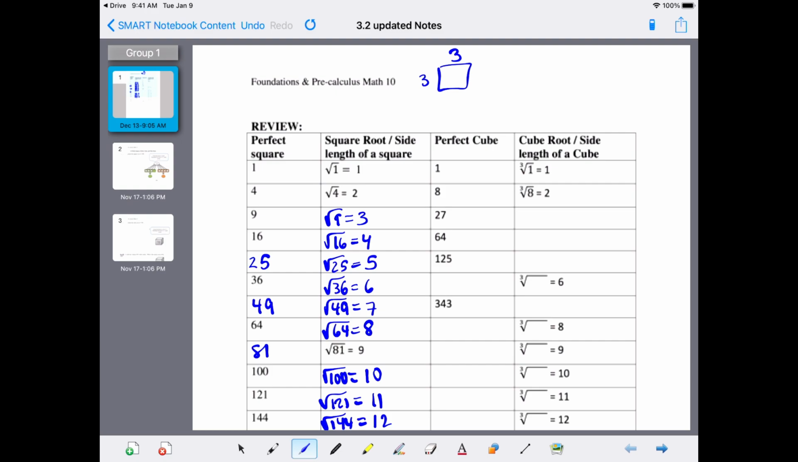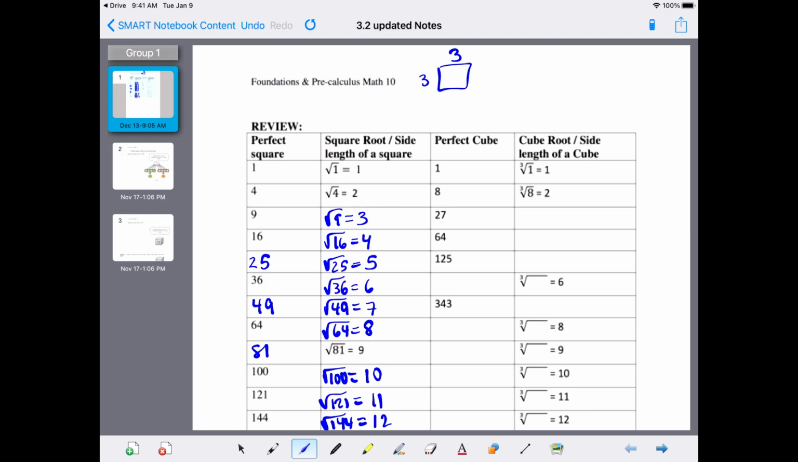If you have a Rubik's Cube, or you see the foam dice in my room, those are cubes. So for a perfect cube, again, we have a number that is the result of another number being multiplied by itself 3 times because of the 3 dimensions. So for example, 8 is a perfect cube because 2 times 2 times 2 is equal to 8.